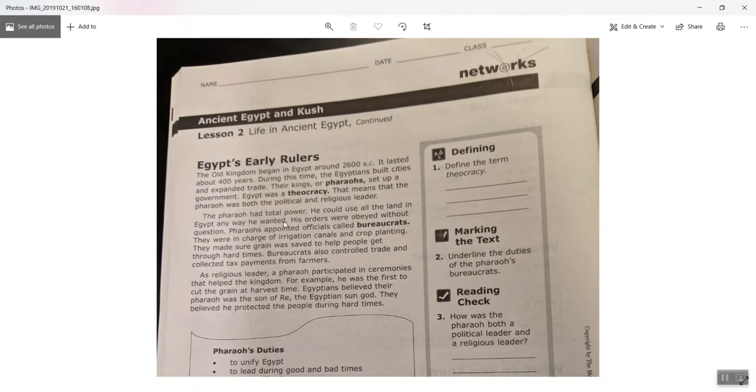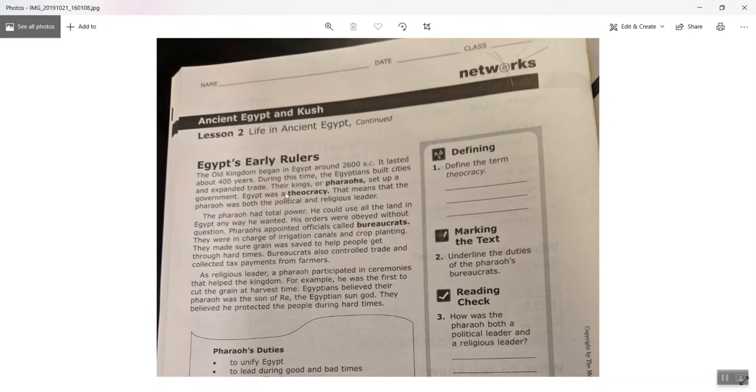As religious leader, a pharaoh participated in ceremonies that helped the kingdom. For example, he was the first to cut the grain at harvest time. Egyptians believed their pharaoh was the son of Ra, the Egyptian sun god. They believed he protected the people during hard times.